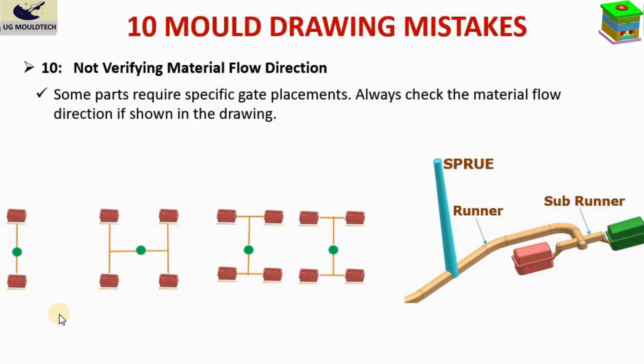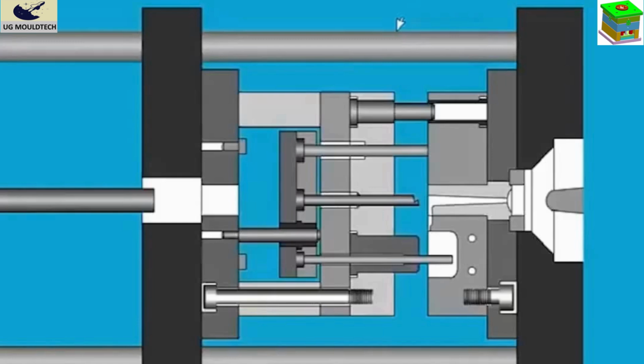Okay friends, the next point is 10th, not verifying material flow direction. Some parts require specific gate placement. Always check the material flow direction if shown in the drawing. Mostly the flow goes from the screw to the runner, sub runner, and last to the gate, then to the product. We should check the number of cavities and whether it is flowing properly or not. We should also check whether there will be any problem in ejecting.